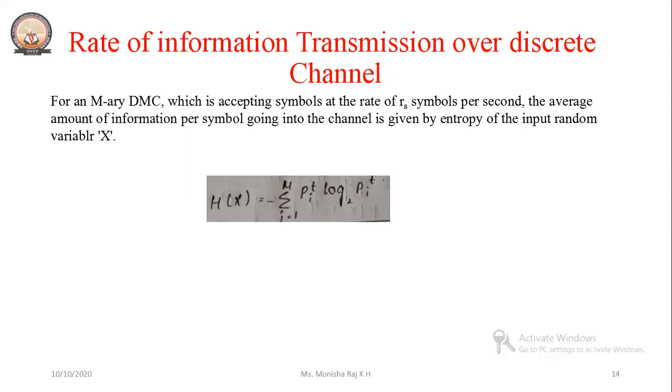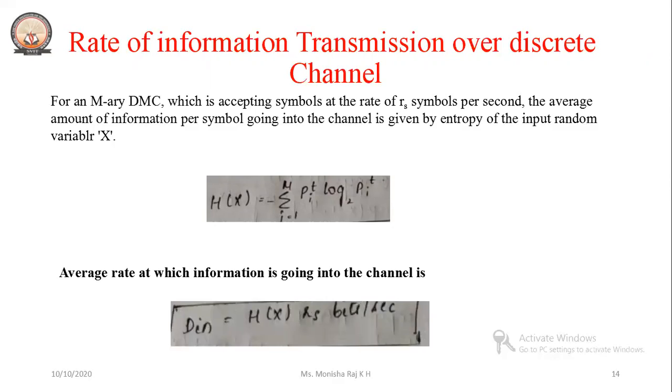So in this equation 2, we have assumed that the symbols in the sequence at the input to the channel occur in a statistically independent fashion. We have learned what is statistically independent in module 1. Next, the average rate at which the information is going into the channel is given by Din equal to H(X) into Rs bits per second. So we can say that some information is lost due to errors.